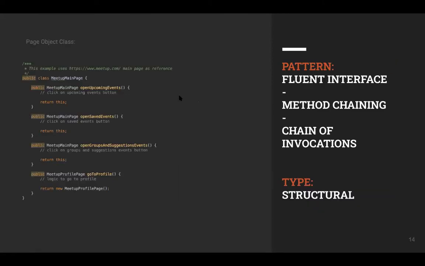So the pattern has different names. I call it chain of invocations. Also, it's called fluent interface. Method chaining is the same. Let's take a look at the example.